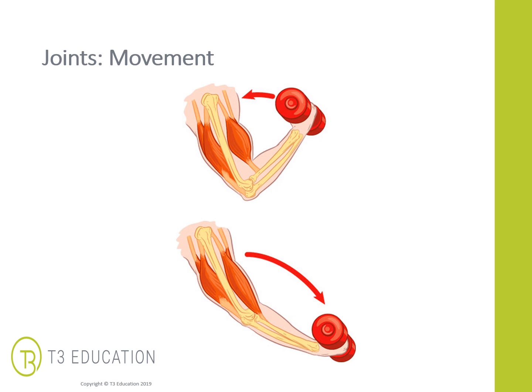Where we have muscles that contract but lengthen rather than contract and shorten, we call this eccentric contraction. So in this case here, we have a concentric contraction of the biceps. The tricep, if controlling the movement, could be contracting while it's lengthening, so an eccentric contraction.